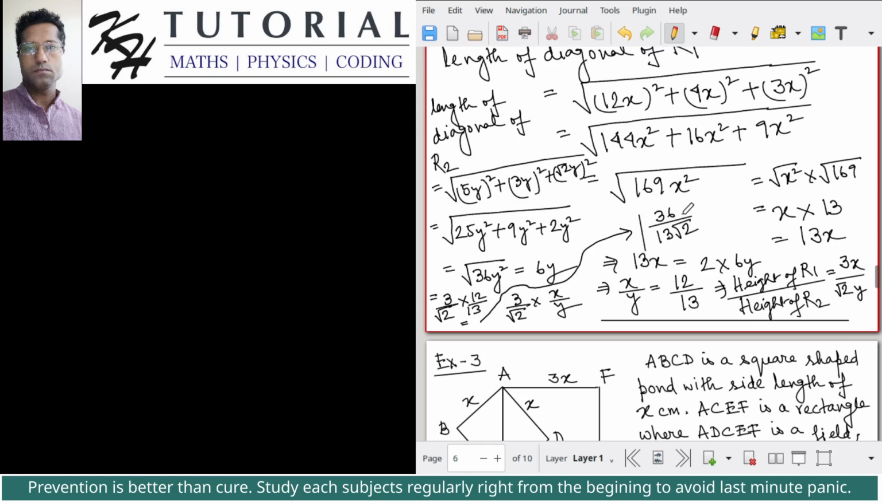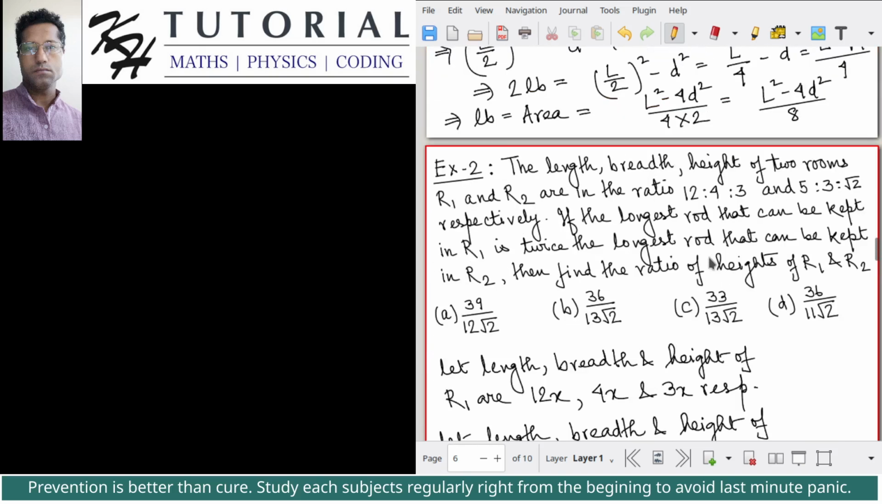So this is the ratio of heights of R1 and R2. The choices are given as fractions. They are not given in the form of a ratio, but I hope you will understand. The choices should have been given as 36 is to 13, like this, but I made a mistake. I gave the choices as fractions, but anyway I hope you will understand.